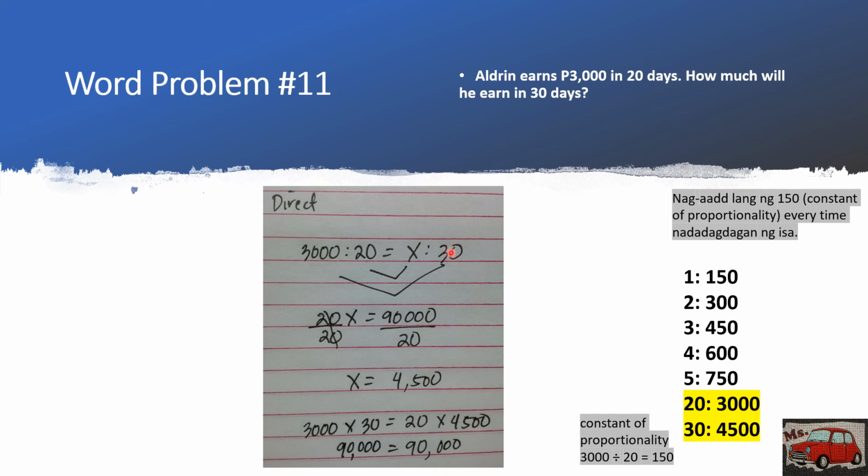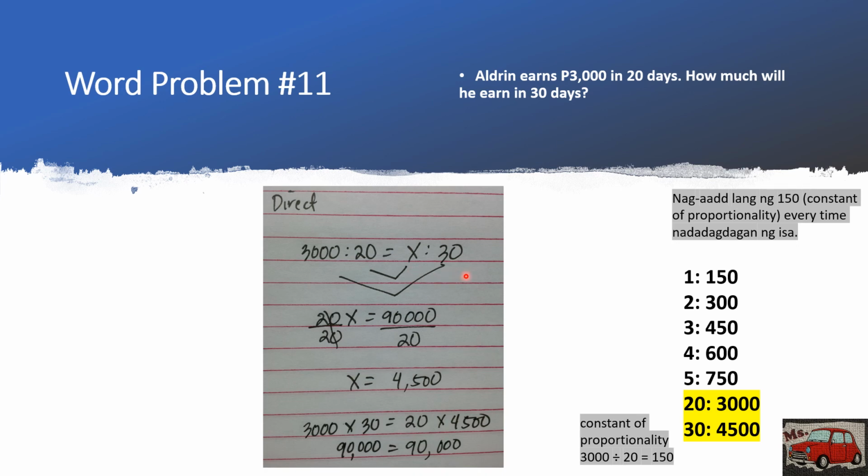So we have here 3,000 is to 20 is equals x is to 30. So let's multiply their means and their extremes. So we have 20 times x, so that is 20x. 3,000 times 30, that is 90,000. So let's cancel 20 by dividing by itself. So we only have now x. And then 90,000 divided by 20, then we have 4,500. So the value of x here is 4,500. And then yan daw yung kikitain ni Aldrin in 30 days.